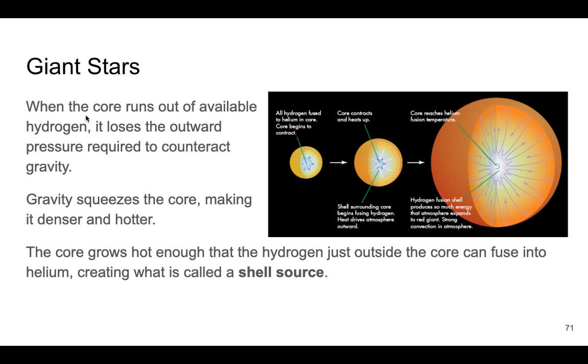Once the core runs out of available hydrogen, so the sun in its main sequence is fusing hydrogen into helium, once it runs out of the hydrogen, it's going to lose that outwards pressure in the core. So all of the gravity is going to start squeezing the core down until it's tighter and tighter and denser and hotter, until eventually the core gets so hot that right outside of the core, we're at a temperature high enough that the star can fuse helium into other things. So your core is getting smaller and hotter, and right outside that, you've got helium fusion going on in what's called a shell source. Think of that shell around the core.